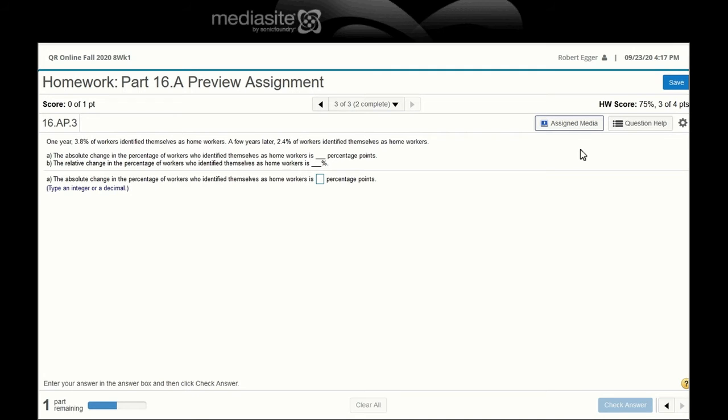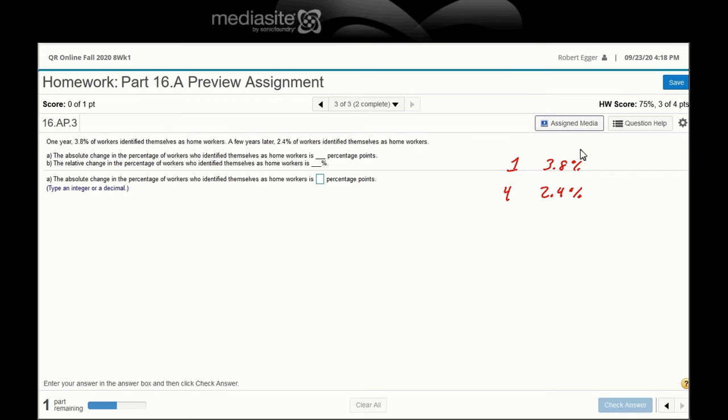Okay, now we're going to do some relative stuff and absolute differences. 1 year, 3.8% of workers identify themselves as home workers. A few years later, 2.4% of workers identify themselves as home workers. So let's see. So year 1, 3.8%. A couple years later, let's go with year 4, we're at 2.4%.